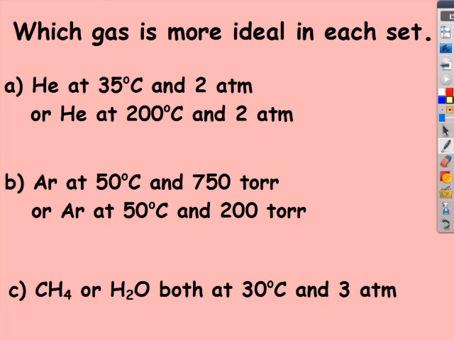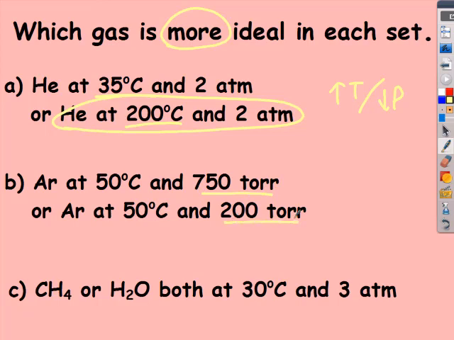So on this first one, the thing that's different is temperature. Most ideal is high temp, low pressure. Since I want the more ideal, the helium at the higher temperature would be more ideal. For argon, it's the pressure. I want low pressure, so argon at 200 torr must be more ideal.